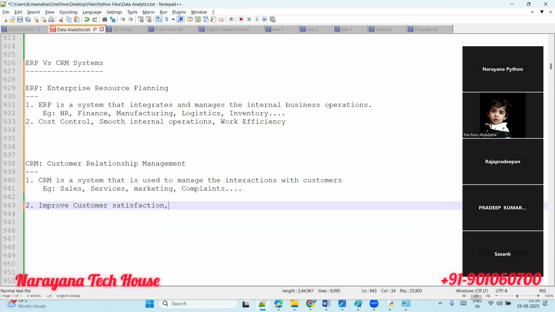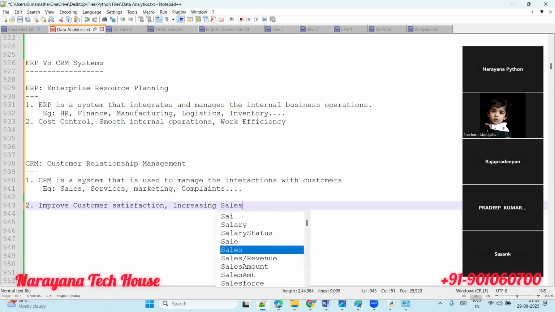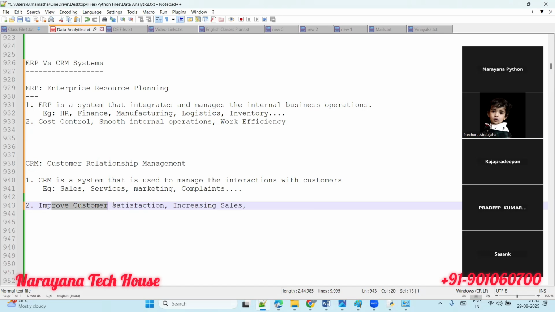When the customer is very happy, automatically what does he do? He recommends other customers, guys. When he's very happy with the service, automatically he gives a reference. That means what is happening here? Increasing sales, guys, right? So by satisfying the existing customers, they're increasing the sales.